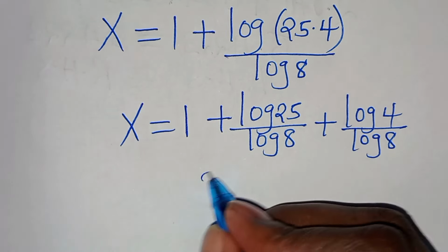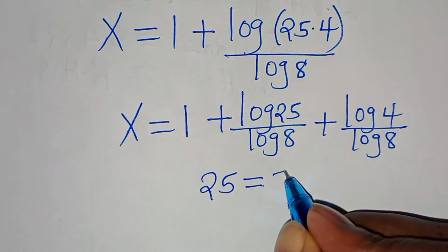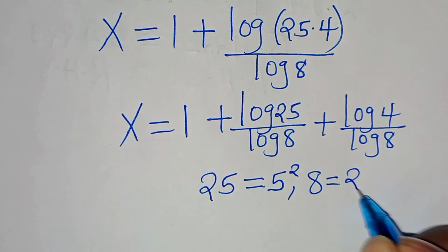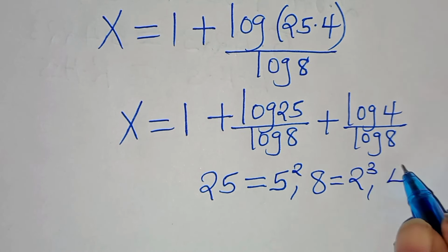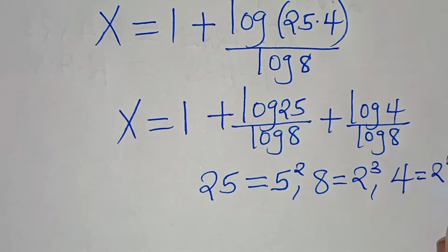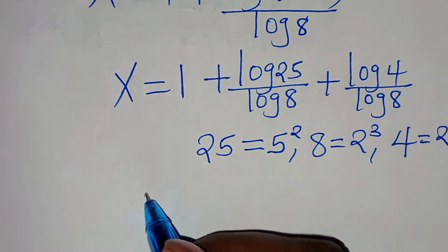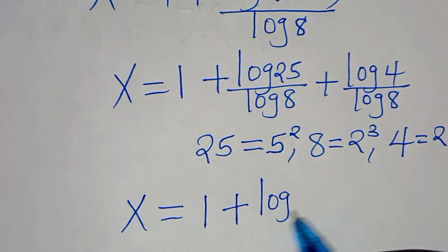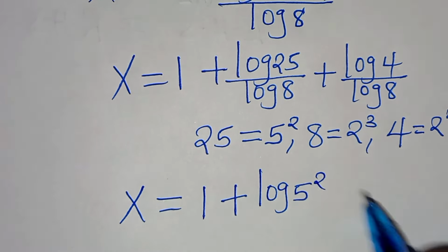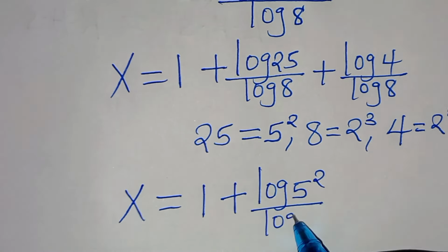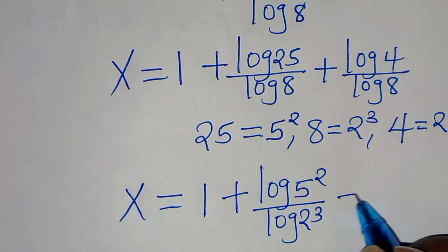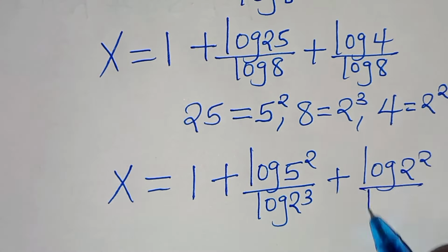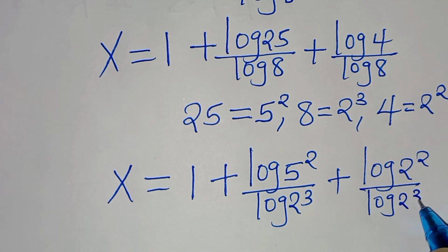The next step is that we can express 25 as 5 to the power of 2. We can express 8 as 2 to the power of 3. And we can express 4 as 2 to the power of 2. So this implies that x is equal to 1 plus log 5 to the power of 2 divided by log 2 to the power of 3, plus log 2 to the power of 2 divided by log 2 to the power of 3.